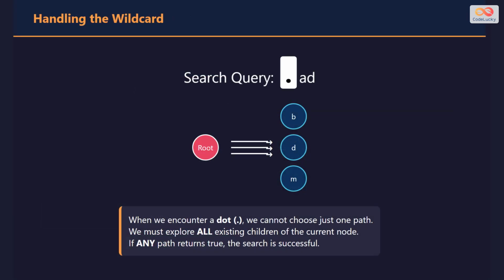The real challenge arises when we encounter the dot character. A dot means any letter. So, if our pointer is at the root and we see a dot, we cannot just go down one path. We potentially need to go down the b path, the d path, and the m path. We must check all existing children of the current node. If any of those paths lead to a successful match, then our search returns true.